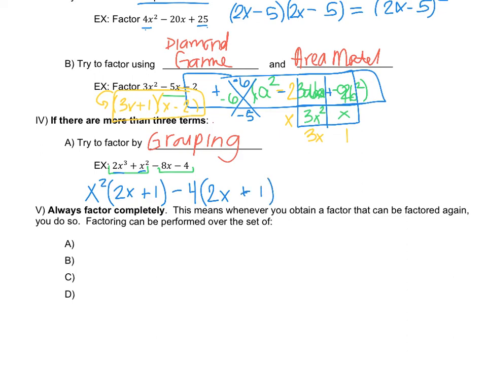So the goal of grouping is to separate them into 2 groups, factor what you can out of each of the 2 groups, and if you do it correctly, what you're going to find is that each of these 2 terms have another common factor of 2x plus 1. So now we're going to think of this as factoring this entire thing, 2x plus 1, out of both of those terms. So I'm going to take 2x plus 1 and factor it out of this whole first thing, and it leaves me with just x squared.